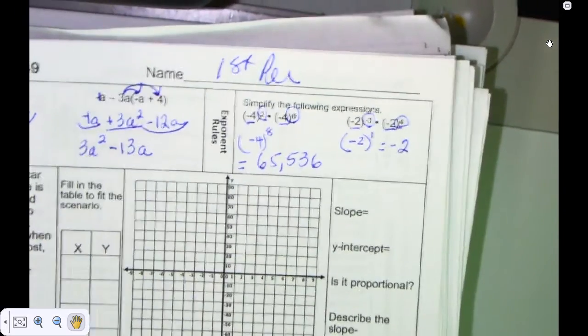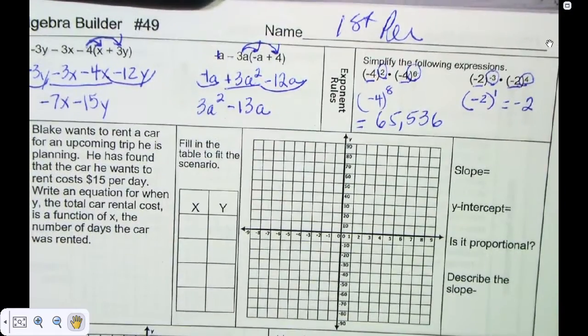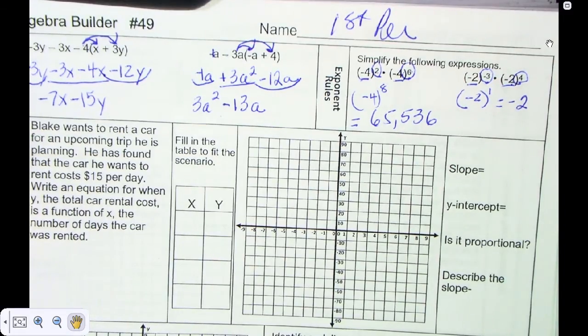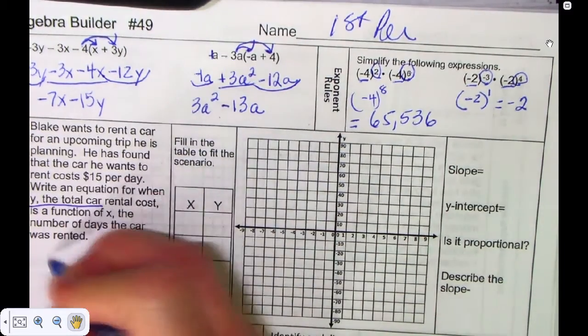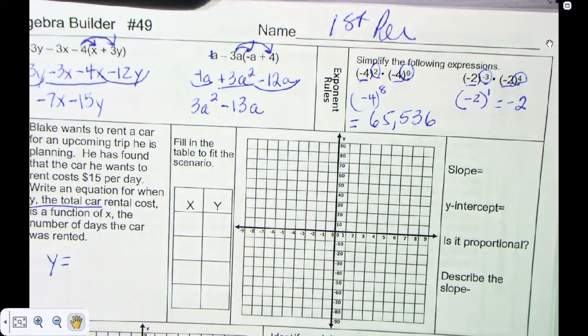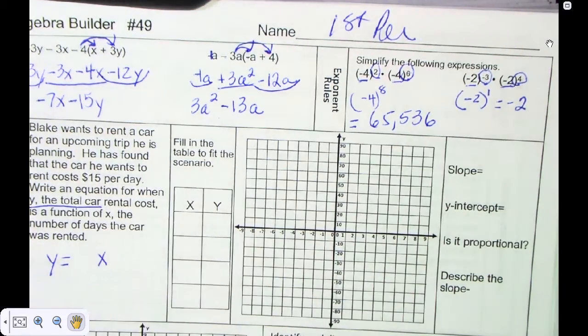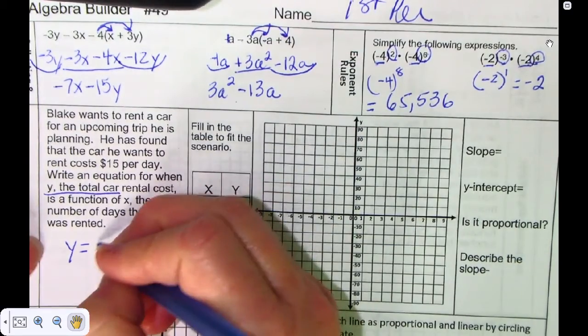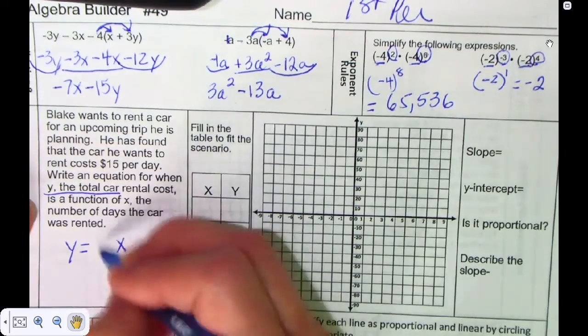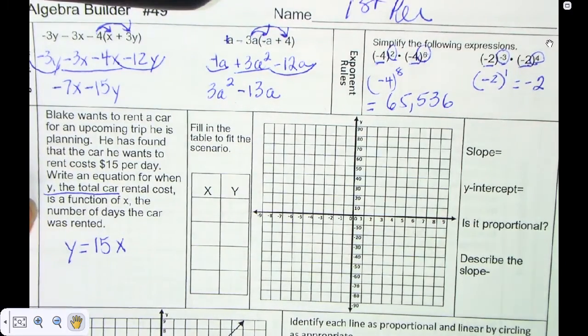Okay, now, Blake wants to rent a car for $15 a day. We're trying to find why the total cost is a function of X. That means we got to do something to X. What are we going to do to it? To find the total cost he owes? We're going to multiply by 15, right? X is the days.